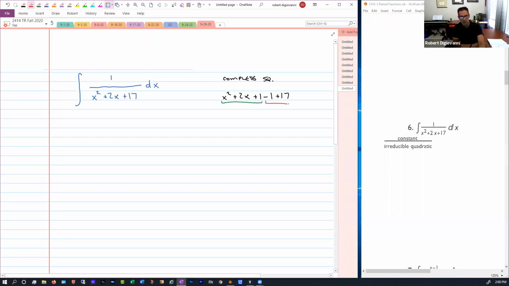So what I did is I took the number in front of x, which was 2. I took half of it, which was 1. I squared it, which is 1. I'm going to add and subtract it. So I added and subtracted a 1. That means my first 3 terms will factor to be x plus 1 squared. Then I still have a plus 16 out here. Does that make sense, everyone? Okay, now take a look at the integral.